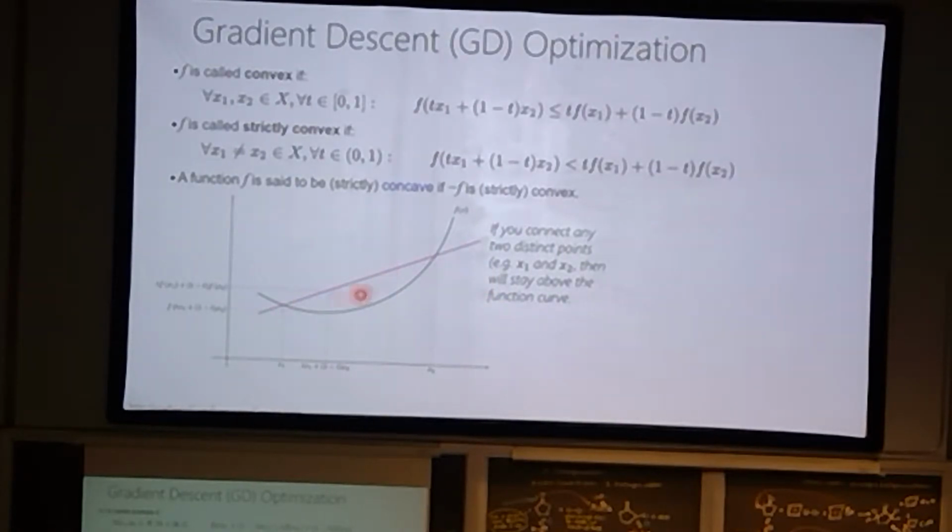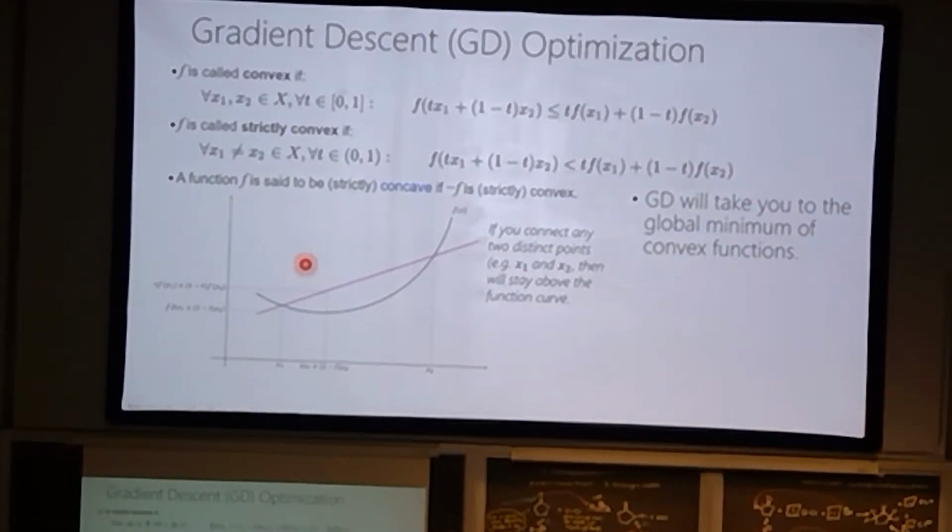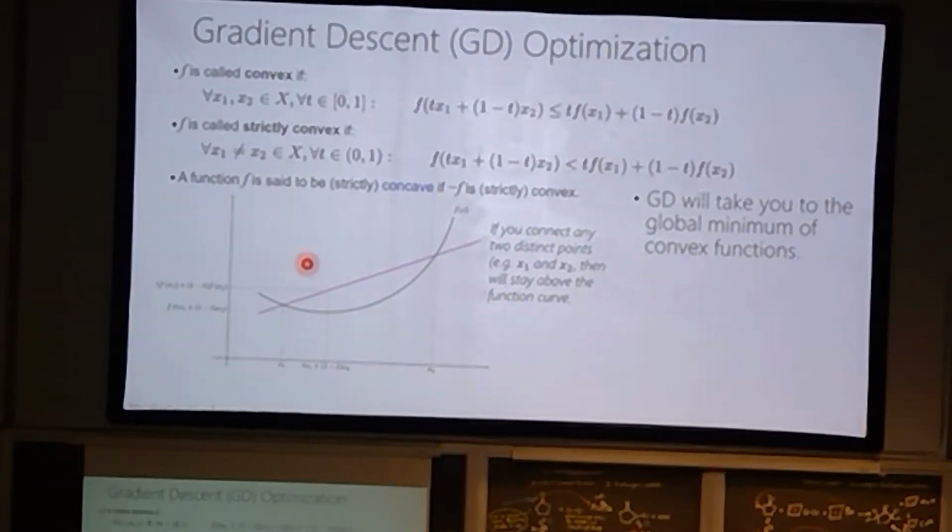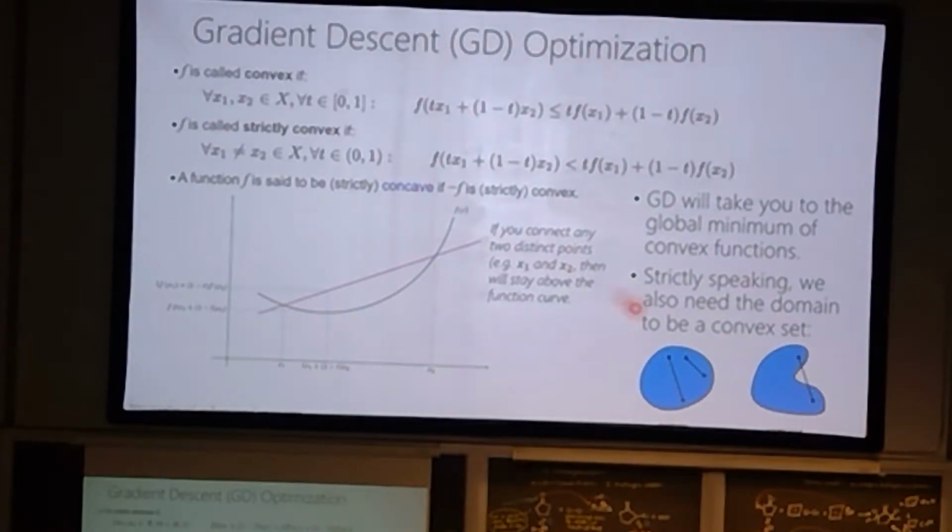And so I think if you sit and think about it, for these kinds of functions, there is only one minimum. And so if you apply gradient descent, you will definitely get there, right? So gradient descent will take you to the global minimum of convex functions, assuming you run it long enough and with a step size that enables you to converge. And so actually, strictly speaking, that people don't always talk about this, you actually need the domain, so X, to also be a convex set.